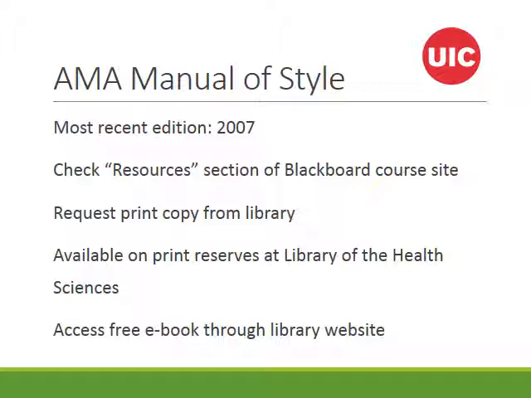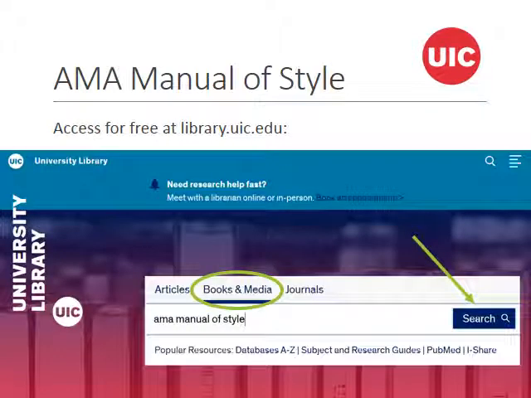So as I mentioned, you can access the book through Blackboard or through the library website. And if you do it through the library website, here's what it looks like. Go to library.uic.edu. Click on the second search option, which is Books and Media, or if you don't see these three options, you just see a single search box, just do a search for AMA Manual of Style, and you'll see a link to the electronic version.